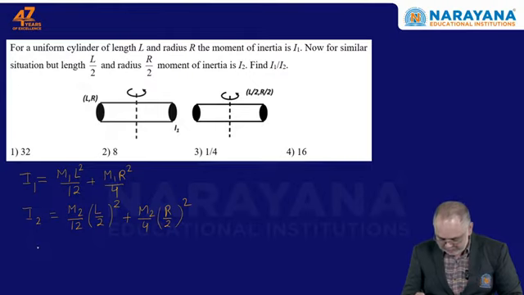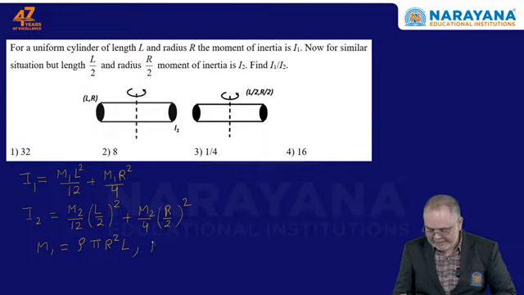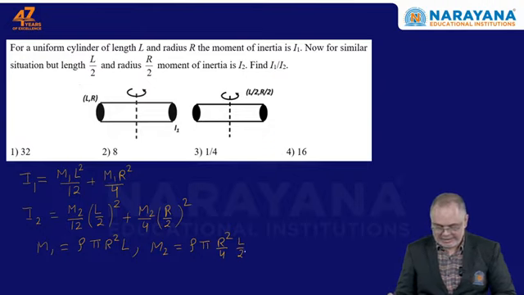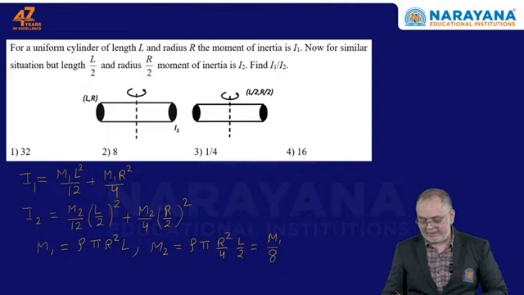Further, we can relate the masses m1 and m2. m1 is density into volume, rho into pi r square L, and m2 we can write as rho into pi, radius r by 2, so r square by 4, into L by 2. So this will be equal to m1 by 8. So we have the m2 and m1 ratio also.